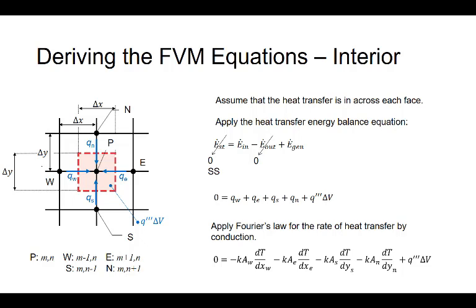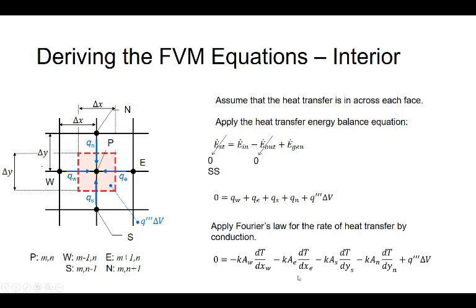The next step is to apply Fourier's law for the rate of heat transfer by conduction. We are substituting in Fourier's law, which provides an equation for the flux across the face times the area of the appropriate face. For the conduction heat transfer across the west face, Fourier's law says minus the thermal conductivity times the temperature gradient at that face times the area gives the overall rate of heat transfer.